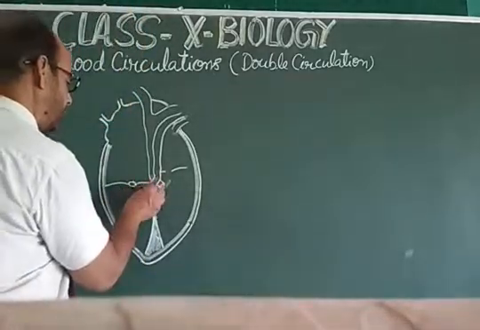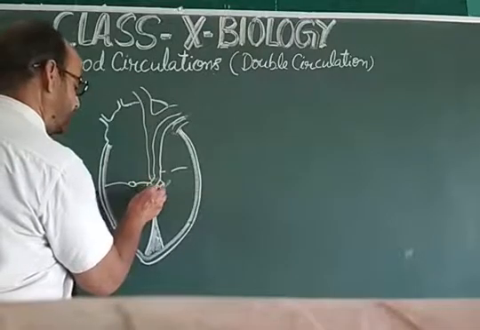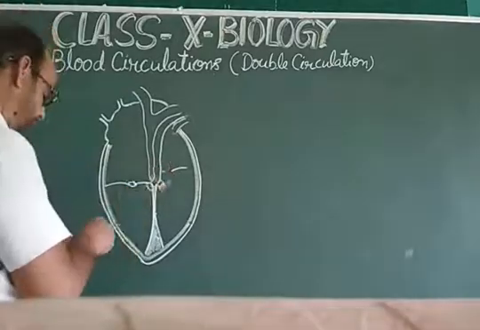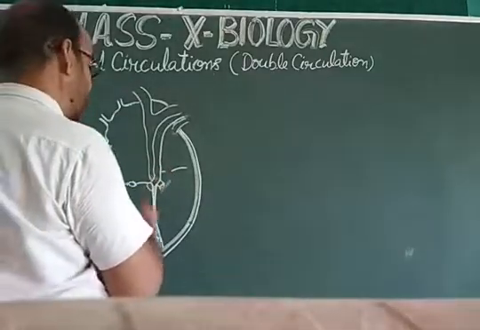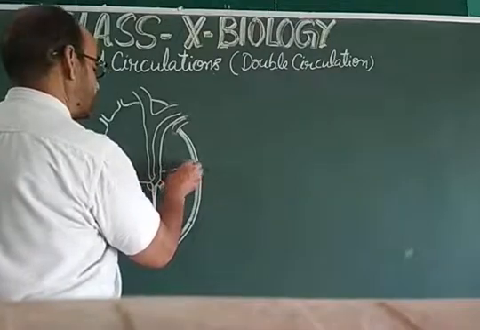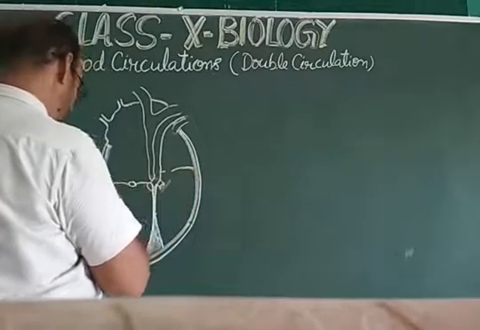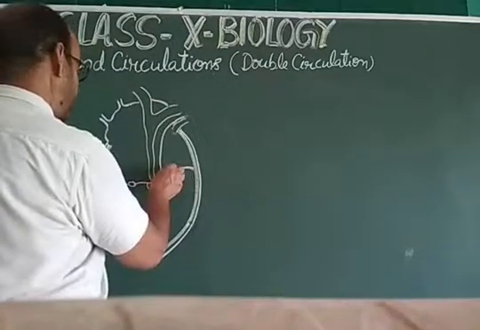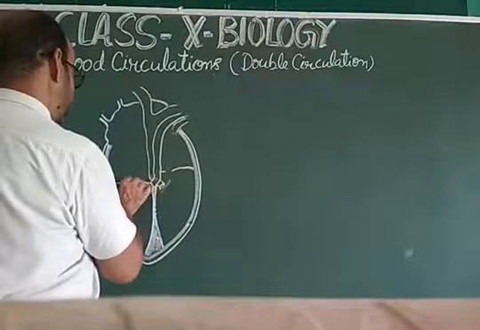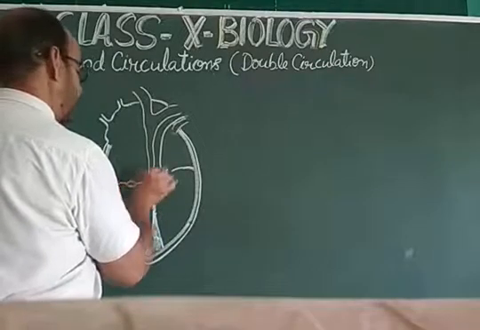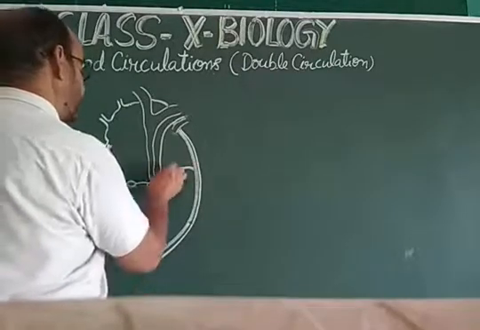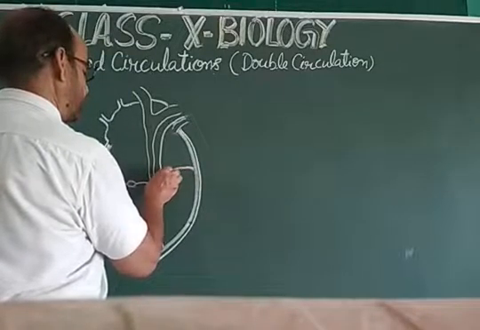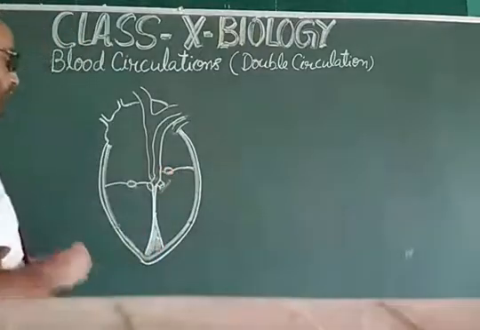So the pulmonary valve can be drawn like this. This is the pulmonary valve. This is the semilunar valve, and this is the bicuspid valve. So these are the four valves.